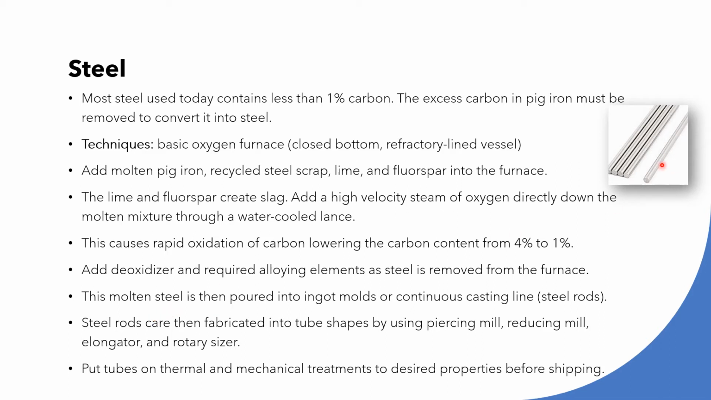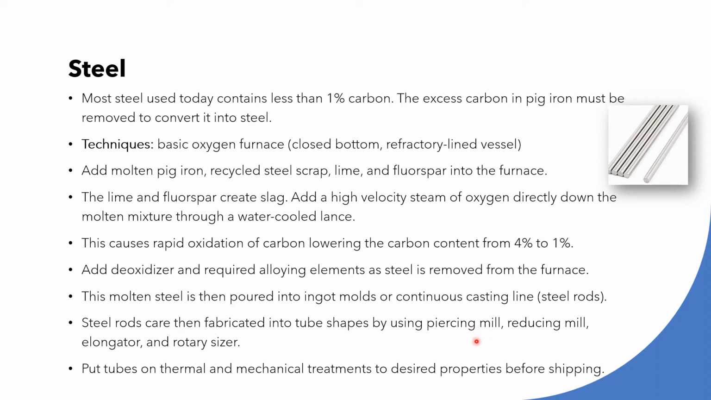So again, when the steel comes out from the furnace, it's like a liquid. You have to make it into shape. Yeah. So we're going to pour it into the ingot molds, okay, ingot molds, or continuous casting line. And we call that the steel rods. So the steel rods, we're going to fabricate it, okay, into two shapes.